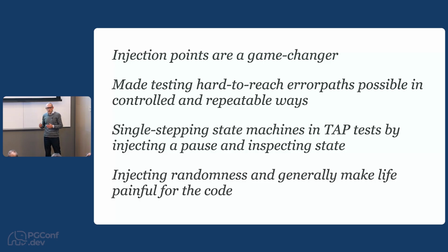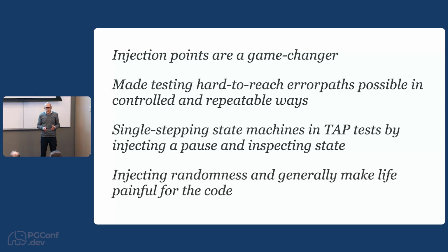And then came injection points, which was a real game changer for this. Because it made testing these hard-to-reach error paths possible in a controlled and repeatable way. So you could really test those error handling paths that you were previously just saying, well, we hope it works, because we can't really fudge them or synthesize them in testing. Now we can. And you can even sort of single-step a state machine in a TAP test by injecting an injection point, but pausing the whole thing, checking global state, and then moving on. And also obviously injecting randomness and just overall making life really hard for your code.